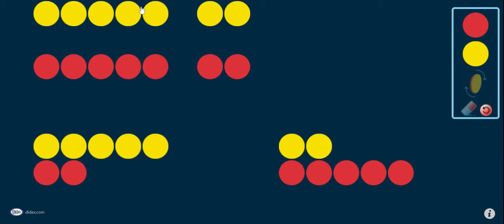As you can see, when you're adding a positive plus a positive or a negative plus a negative, you think addition and you add these two together and you keep the sign that you already had.